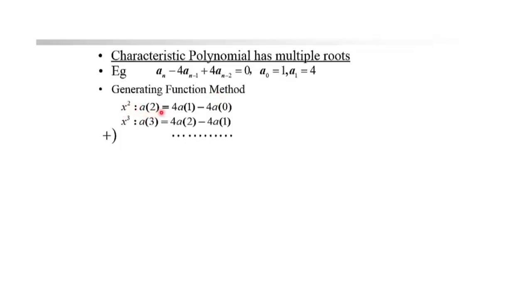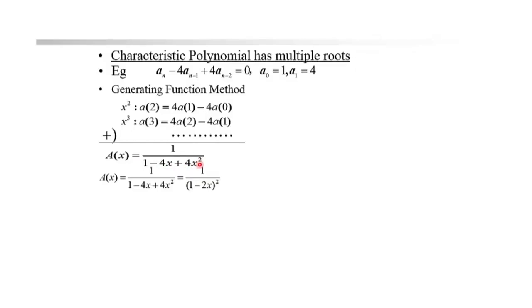We multiply corresponding powers and the recurrence relation. For example, x squared corresponds to a2 equal to 4a1 minus 4a0. X to the third power corresponds to a3 equal to 4a2 minus 4a1. So we multiply x squared to both sides of the equation, and we also do the same to x to the third power and add both. And then finally, we would get an expression about the generating function. We ignore the detailed process here. And the result is that A(x) equal to 1 over 1 minus 4x plus 4x squared.